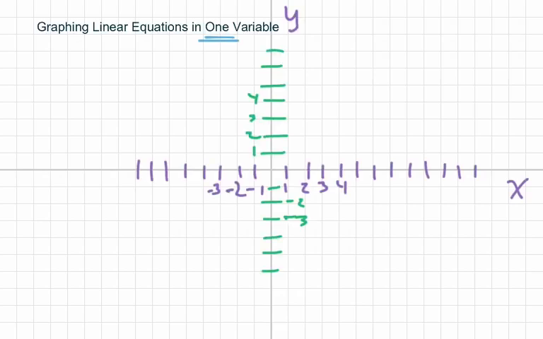When you are plotting points on your coordinate plane, they come in what are called ordered pairs, and the x-coordinate is always the first number listed, and the y-coordinate is the second number listed.